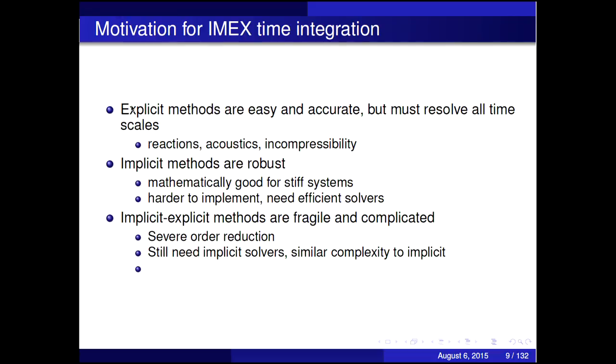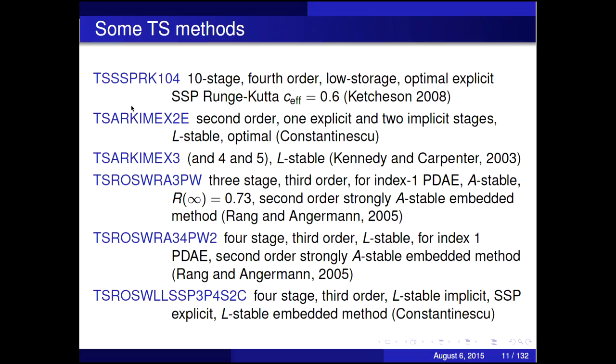So implicit explicit methods now are a combination of implicit methods and explicit methods. And this part here where it says they're fragile and complicated is a myth. They're actually a little fragile and a little complicated, but it's possible to put that all in the library so that you can get the benefits of explicit methods for the parts of your problem where you can use them, and the benefits of implicit where you need it. So we have a whole bunch of ODE solvers in PETSc currently.